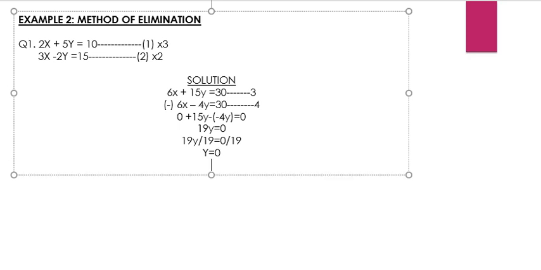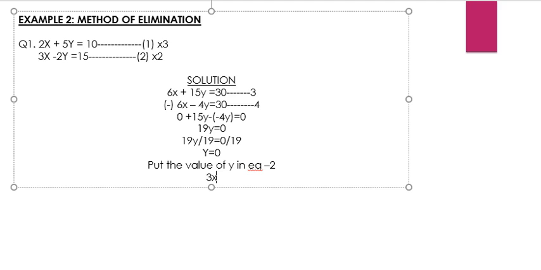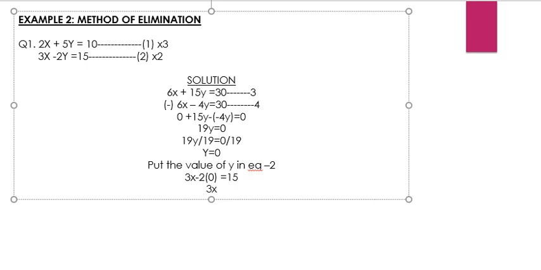As we established in the first example, when you get the value for y, you can put it in either equation 1 or equation 2. This time around, let's take equation 2. So we put the value of y in equation 2. We have 3x minus 2 into bracket 0, close bracket, giving us 15. Automatically, 2 by 0 is 0. So 3x equals 15.